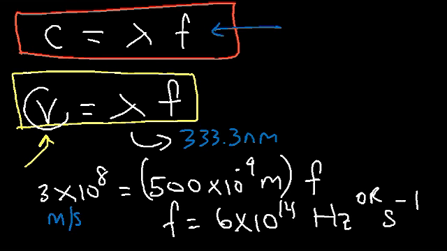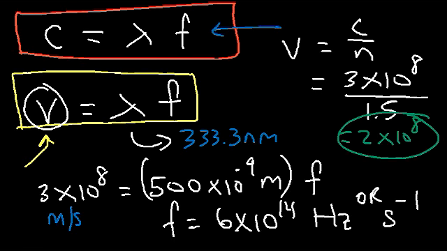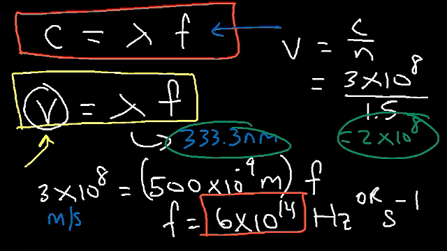Now we've got to find the velocity, or the speed of light, in glass using this equation. V is equal to C over N. So that's 3 times 10 to the 8 divided by 1.5. 3 divided by 1.5 is 2, so this is 2 times 10 to the 8. So we're going to plug in this value for V and lambda, and we're going to see if we get the same answer, 6 times 10 to the 14.